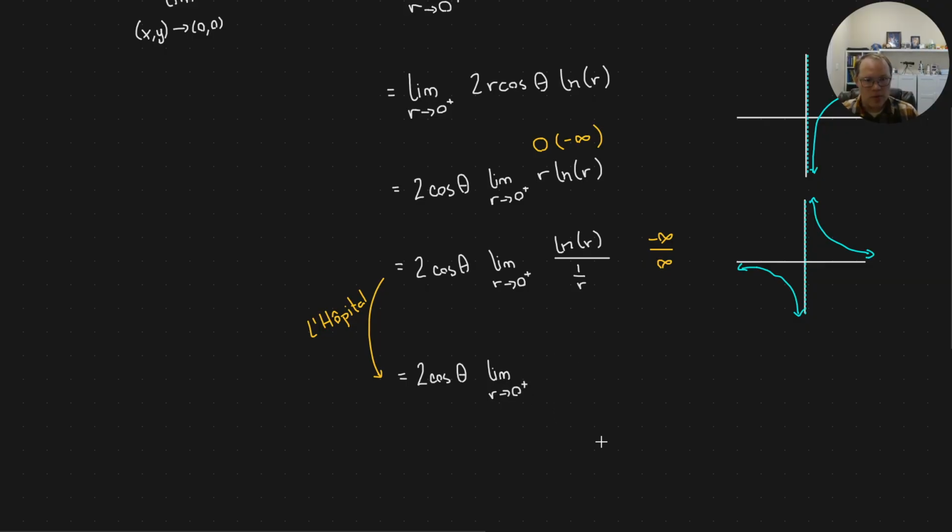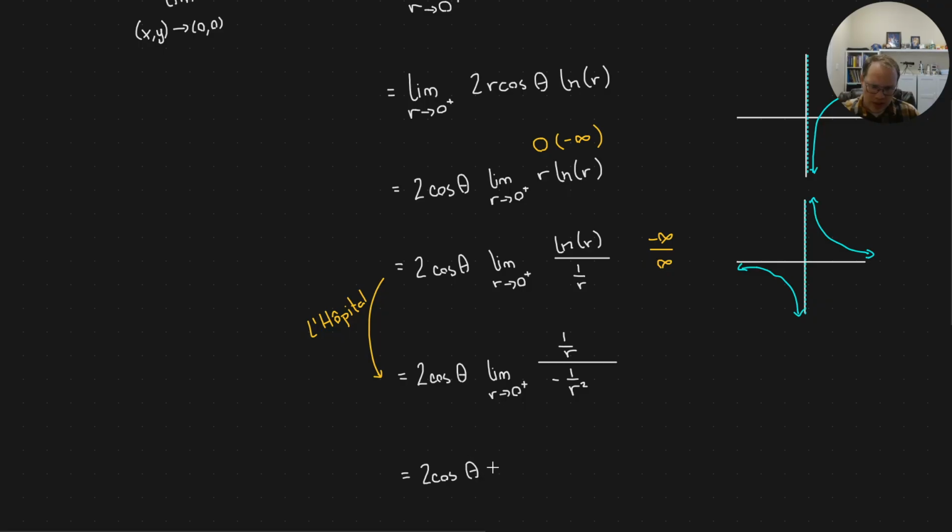Okay, so I'll take the derivative of the numerator. That's going to be 1 over r. Derivative of the denominator: derivative of 1 over r, 1 over r is r to the negative 1. So I get negative r to the negative 2, or negative 1 over r squared. Okay, so I just took the derivative of the numerator, derivative of the denominator, according to L'Hopital's rule.